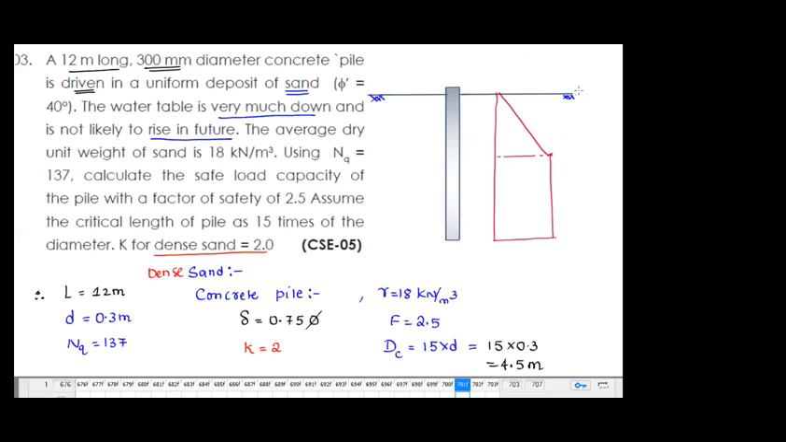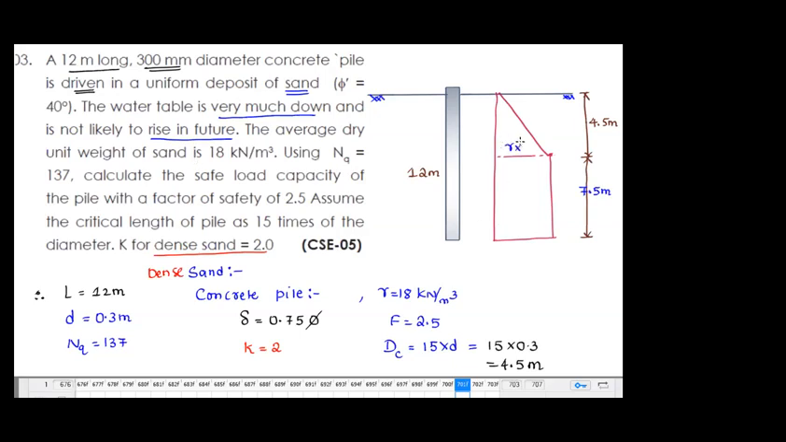So whatever this is, it is nothing but 4.5 meters, my dear. What is the total length of the pile? 12 meters. And what is remaining? Remaining is 12 minus 4.5. What is 12 minus 4.5? 7.5 meters.